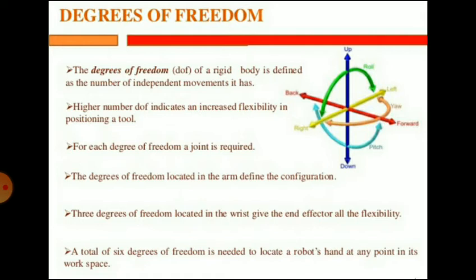The robot's movements can be divided into two general categories. First is arm and body motions, and second, wrist motions. The individual joint motions associated with these two categories are sometimes referred to as degrees of freedom. A typical industrial robot is equipped with 4 to 6 degrees of freedom.